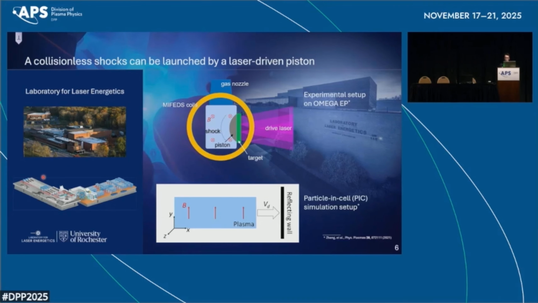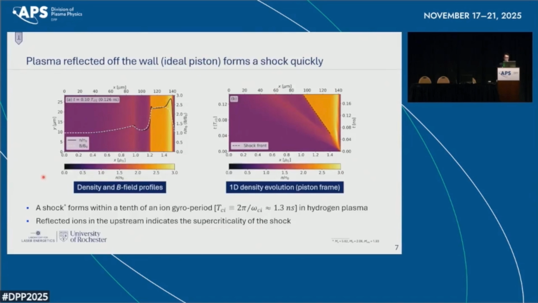In our simulations, instead of a moving piston, we have a reflecting wall, or an ideal piston. The plasma is drifting to the right, hits the wall and gets reflected, so we will have a shock propagating to the left. On this slide, I'm showing you the simulation result. The plasma reflected off the wall, or the ideal piston, forms the shock very quickly. Precisely speaking, this shock can form within a tenth of an ion gyro period in hydrogen plasma.